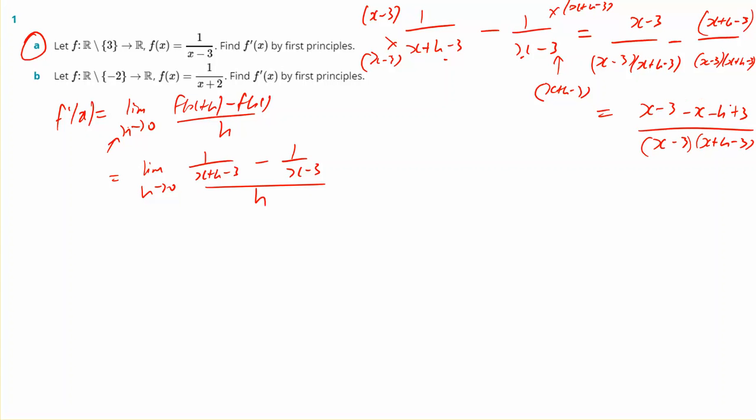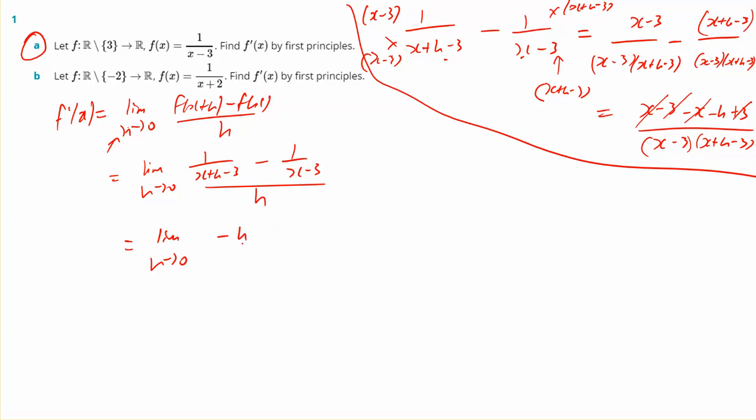The x's cancel, the 3's cancel, we're just left with a negative h. Okay, so this simplifies to... It's all right if you do working here to show on the test. Make sure you show me where you got the result from. So all that boils down to minus h over x minus 3, x plus h minus 3, all over h.